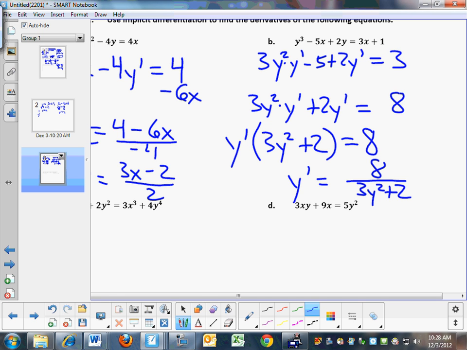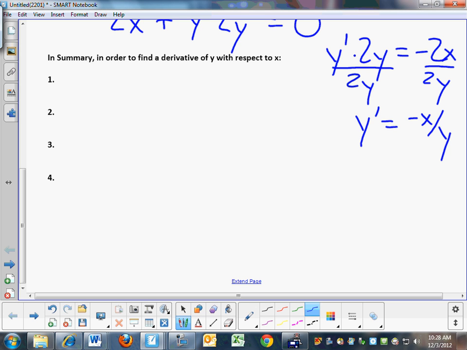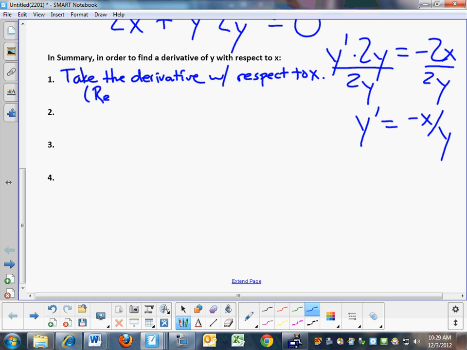So let's go back and write our summary of what to do. In summary, in order to find a derivative of y with respect to x, first of all, take the derivative with respect to x. Remember to attach y primes.